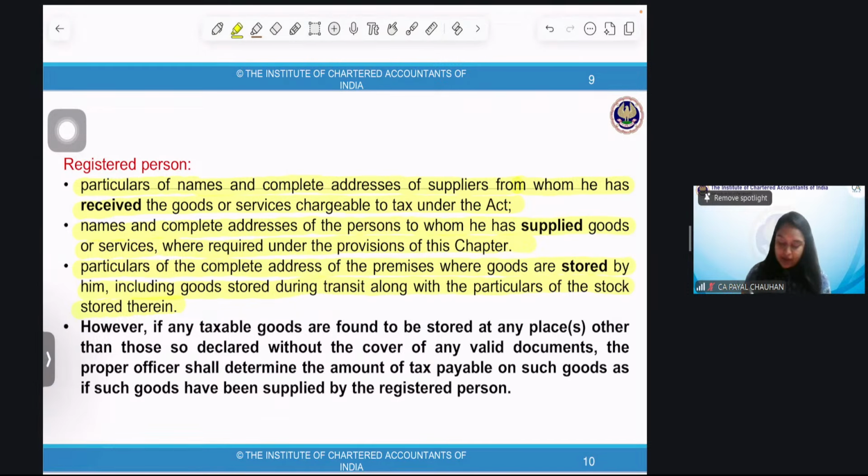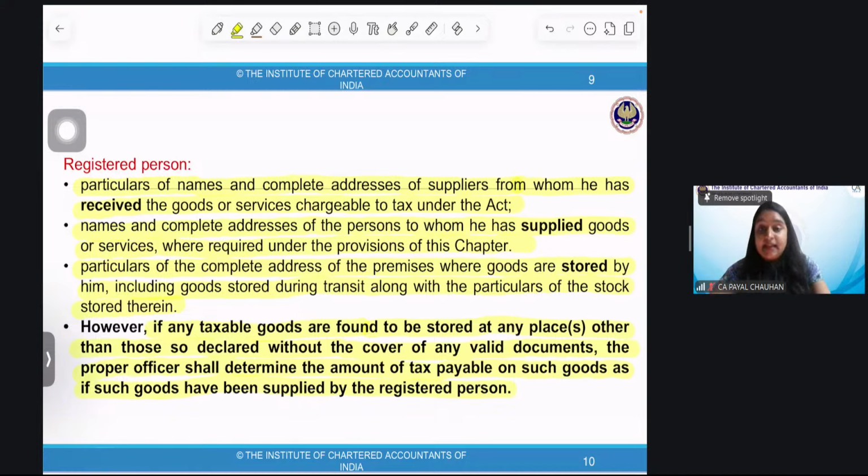However, if any taxable goods are found, very, very important, you have many a times MCQ on it, if taxable goods are found to be stored at any place other than those so declared, without the cover of a valid document, the proper officer shall determine the amount of tax payable on such goods as if such goods have been supplied by the registered person. Okay, first I'll explain and then I'll ask a question.